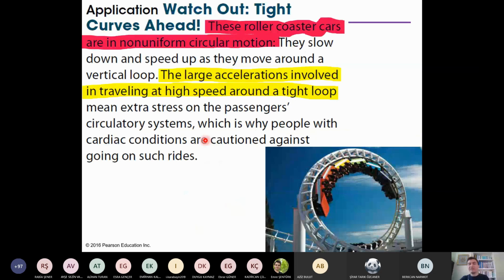Okay, now let's see a very nice example of non-uniform circular motion. Here you see roller coaster cars, and there are many passengers. Here the velocity is minimum, and then it is speeding up, and the velocity is maximum here. And then it's slowing down. So this is non-uniform circular motion you can consider, right? There are large accelerations during traveling at high speed around a tight loop.